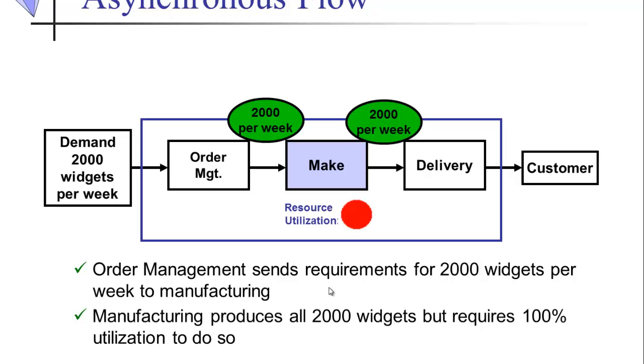Manufacturing produces all the widgets required, but they were 100% utilized. Now what does that mean? It means that I satisfied the demand at least in the short term, and I was able to produce the 2,000 widgets by working overtime, perhaps hiring temps. Manufacturing is now a bottleneck. And the concept of bottlenecks is they must be managed.